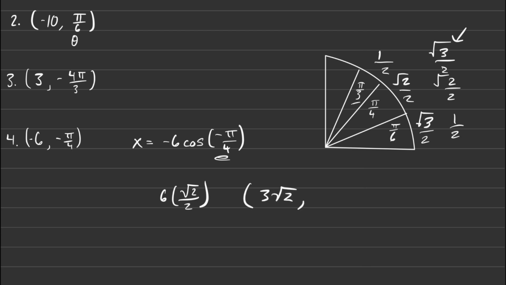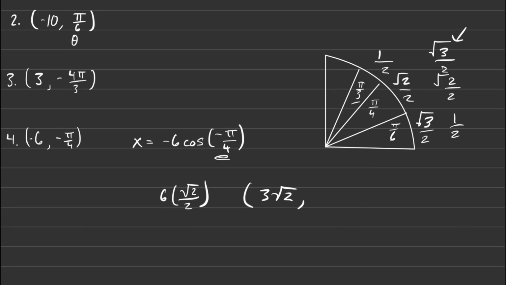Now sine is negative there, so we'll do, oh, but this was a negative 6. My bad. So we know that sine is negative there, so this will be a positive number. We'll have positive 3 root 2. And that's our rectangular coordinate.